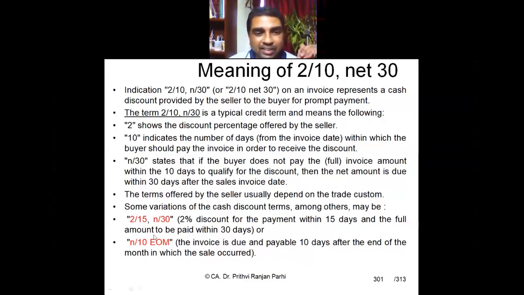Sometimes it is expressed like this: 2 by 15, comma, N 30. That means 2% discount if you are paying in 15 days, and N 30 means no discount if you are paying in 30 days. Zero discount. Or sometimes it is expressed like this: N by 10 EOM. That means the invoice is payable within 10 days after the end of the month. EOM means end of the month. Suppose I'm raising invoices on January 15th, so it is payable by February 10th.